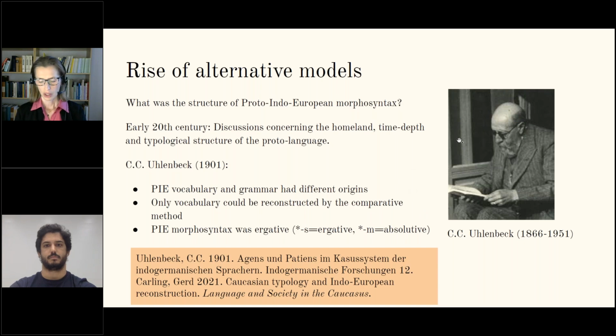Questions concerning the structure of Proto-Indo-European emerged already before the discovery of Anatolian. Based on paradigmatic contrasts in the proto-language, C.C. Uhlenbeck at Leiden University suggested in 1901 that Indo-European could have been an ergative language. Uhlenbeck also suggested that Indo-European was a mixed language with different origins of vocabulary and grammar. He believed that the comparative method could only reconstruct vocabulary, not grammar.